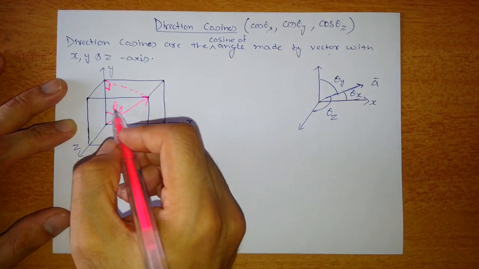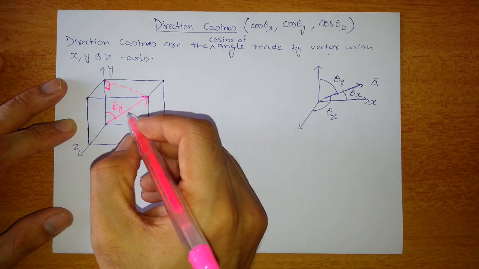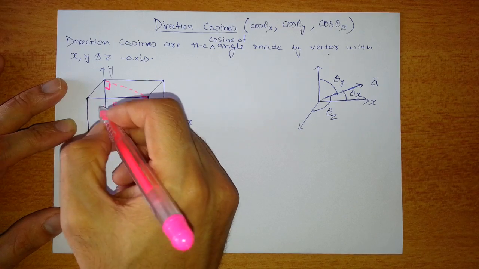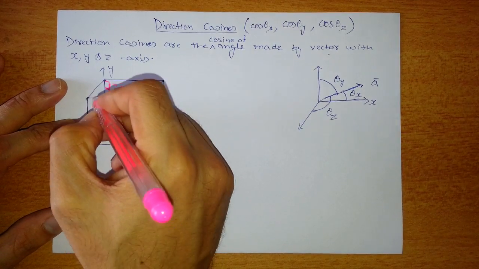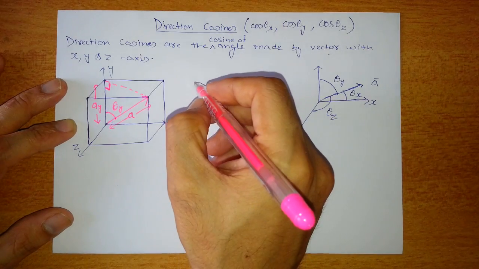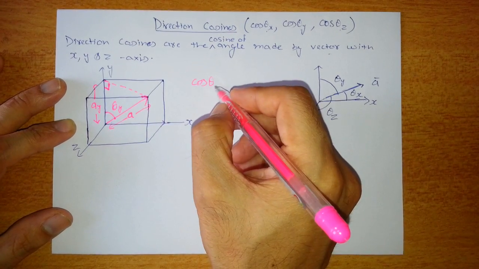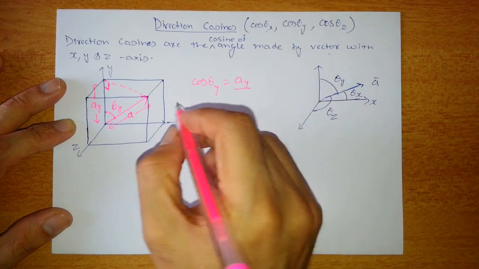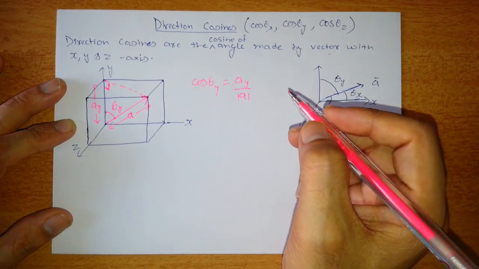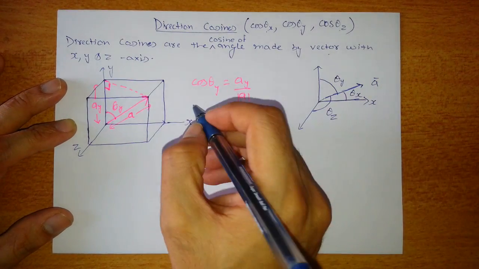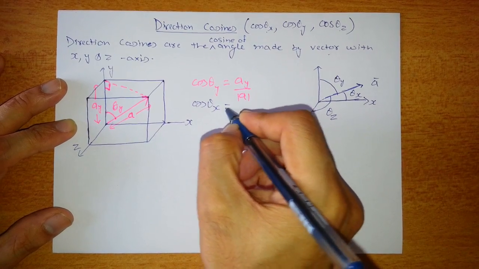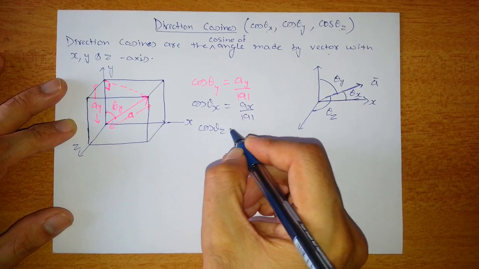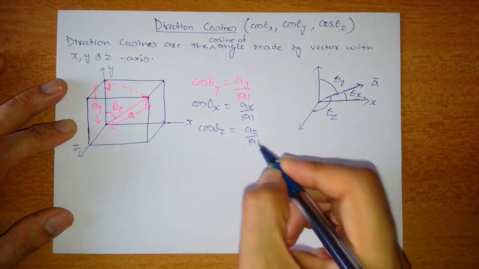So how can we find theta y? Easily, if we know the magnitude of the vector as a, and we also know this length is ay. By using the Pythagoras theorem, cos theta y is ay, which is the base, upon the hypotenuse, the magnitude of a. Similarly, we can write the other direction cosines: cos theta x is ax by magnitude of a, and cos theta z is az by magnitude of a.